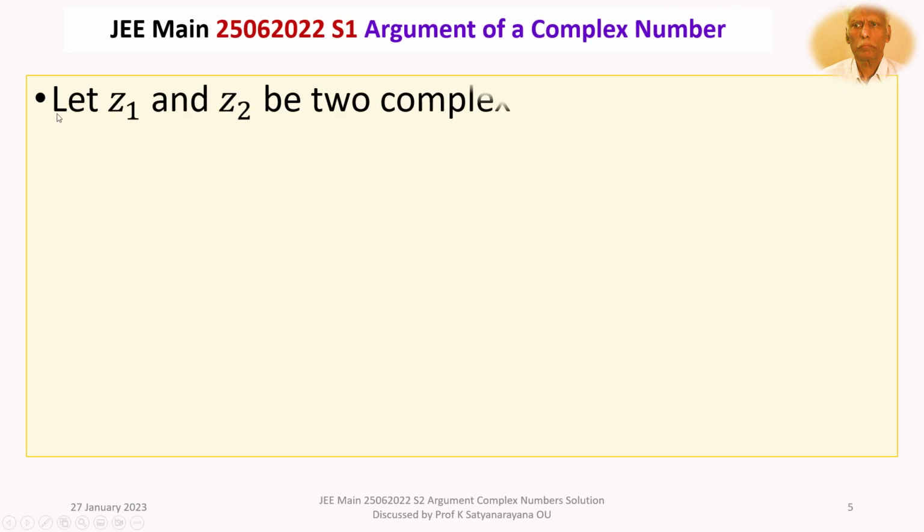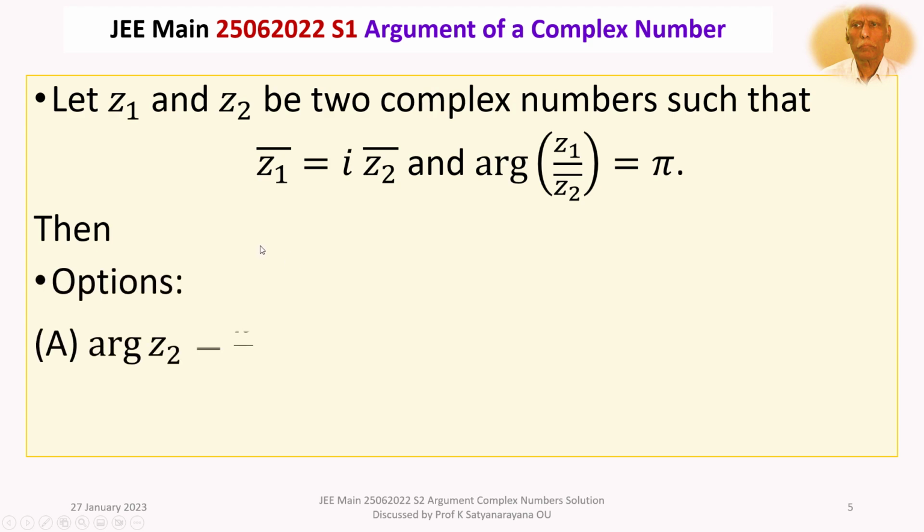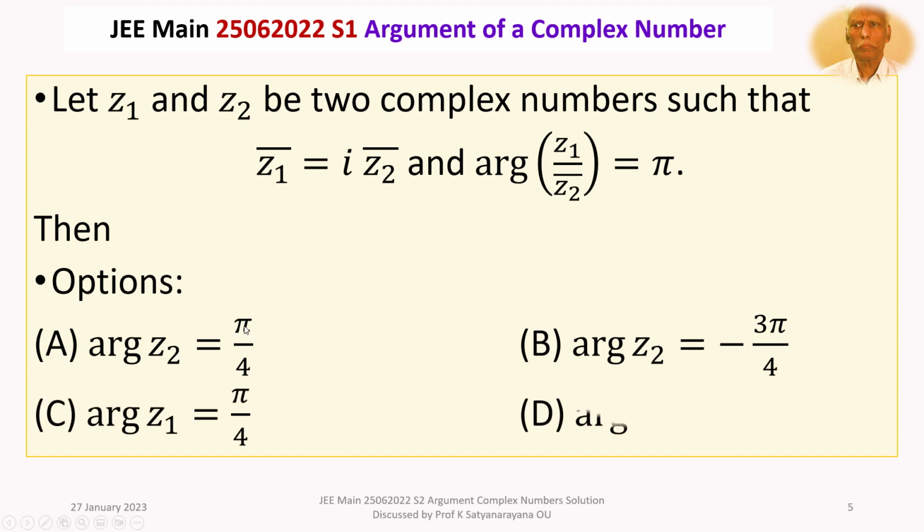The given question is: let Z1 and Z2 be two complex numbers such that Z1 bar, that is the conjugate of Z1, is equal to i multiplied by Z2 bar, and the argument of Z1 by Z2 bar is equal to pi. Then we are given four options. Option A, argument of Z2 is pi by 4.